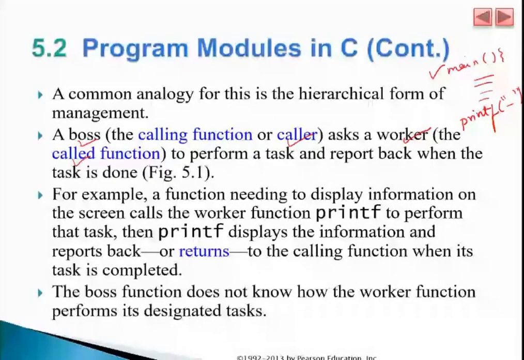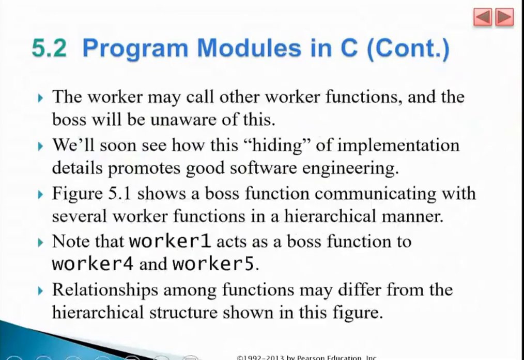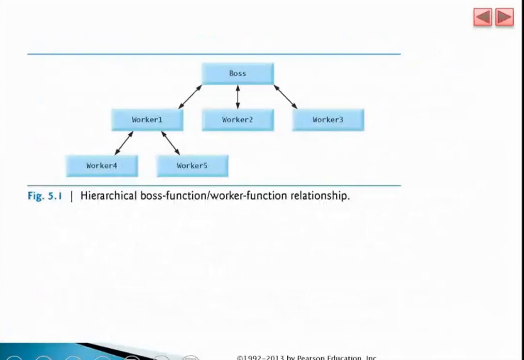So there is this hierarchy. Even printf can call other functions. Let me show you the diagram. Yeah, so this is the hierarchy. There is one boss function, then there are worker functions. A worker function itself will call other worker functions. In this scenario, worker 1 will become the boss function and worker 4 will become the worker function. Or this is called the caller of worker 4, and this is the called function.